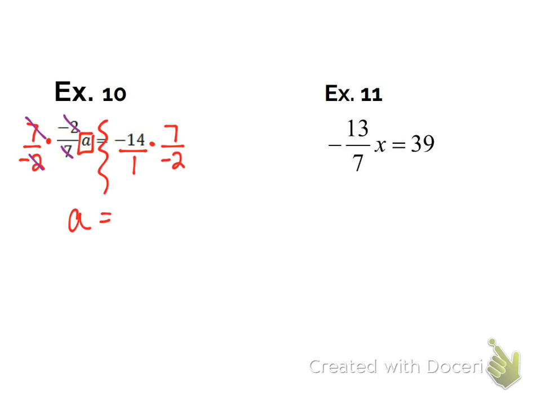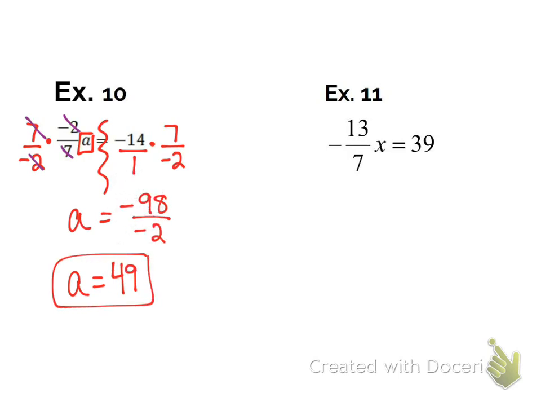On the right side, you can go about it a couple ways. You can take negative 14 times 7. What would that give me? Negative 98. Negative 98 over 1 times negative 2. Negative 2. But I'm not done because now that can be simplified or reduced or divided. So what do we get for A? 49. So a negative divided by a negative is a positive. 98 divided by 2 is 49.